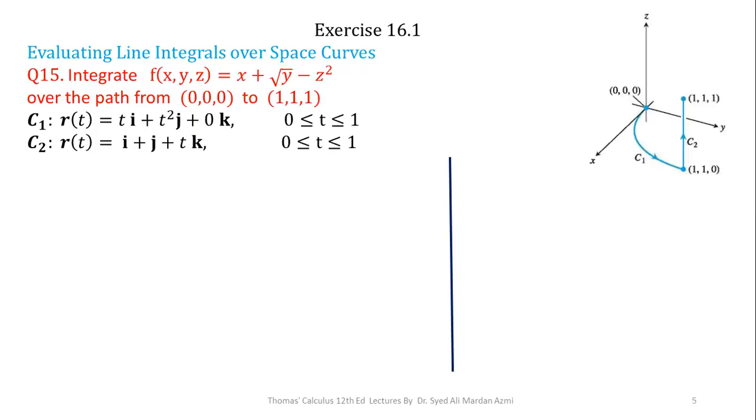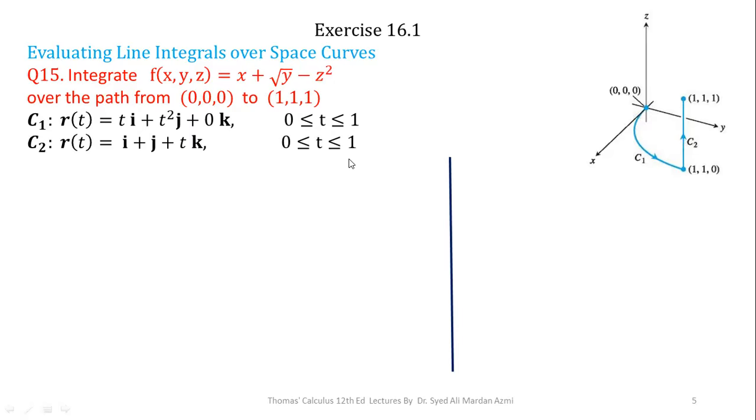Next, it is question number 15. In question number 15, what is the requirement? Integrate f of x y z is equal to x plus square root of y minus z square over the path from 0, 0, 0 to 1, 1, 1. Here it is the C1 path, and this is the C2 path. It means if you have to move from 0, 0, 0 to 1, 1, 1, first of all, you will move along the path C1, and then you will move along the path C2. For both paths, limits are given to us, 0 to 1.